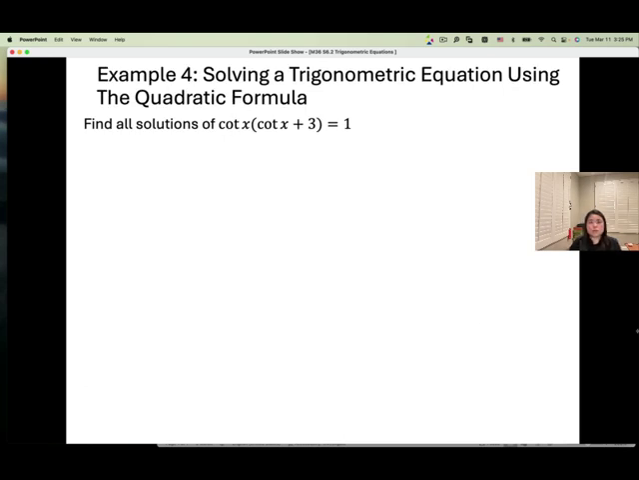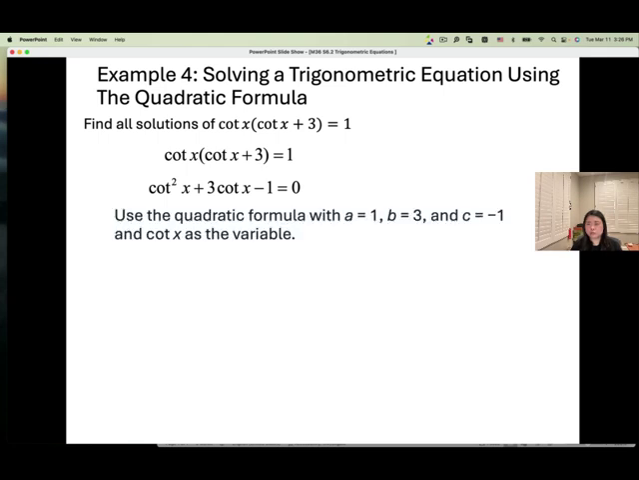Okay, example 4. Find all solutions of cotangent x times cotangent x plus 3 equal to 1. Okay, this one, we're gonna subtract 1 from both sides and distribute the cotangent x. So we do have a quadratic equation. And we try to factor it. It doesn't really work, right?